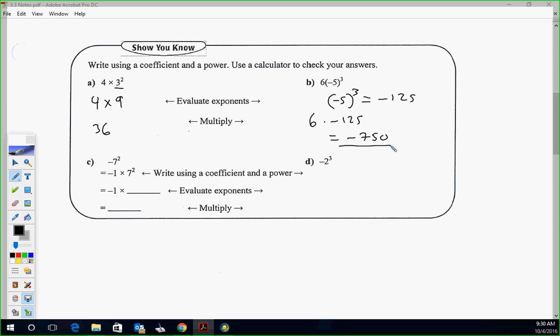Aiden, how about the next one? So -7 squared above the bracket equals -1 times 7 squared. So you got to evaluate 7 squared, which is 49.